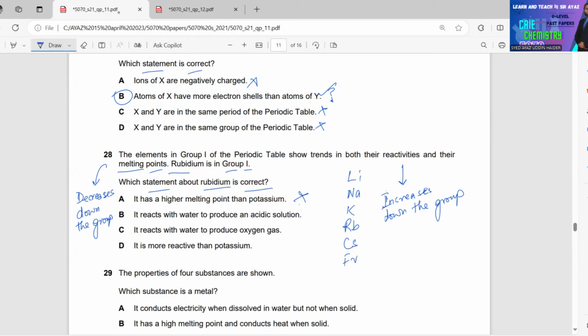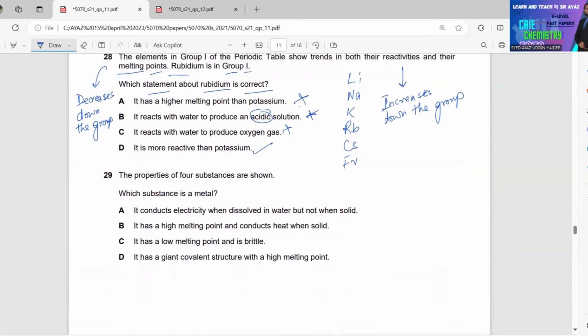B, it reacts with water to produce an acidic solution. This is wrong because it will produce an alkaline solution, not an acidic solution. C, it reacts with water to produce oxygen gas. This is also incorrect. It does not produce oxygen gas. It will produce hydrogen gas. D, it is more reactive than potassium. This is correct because reactivity increases down the group.